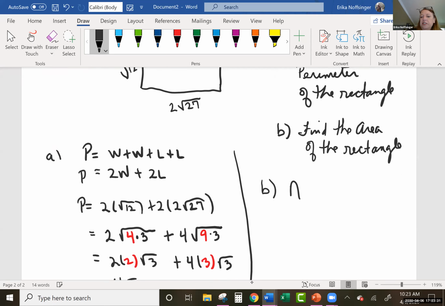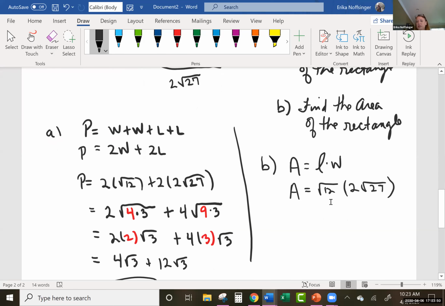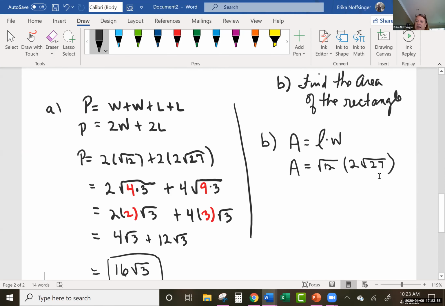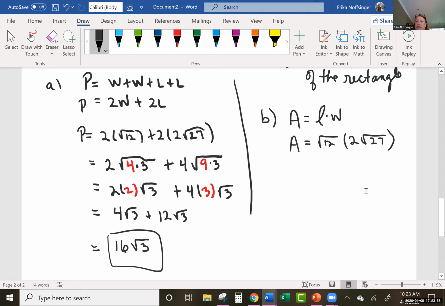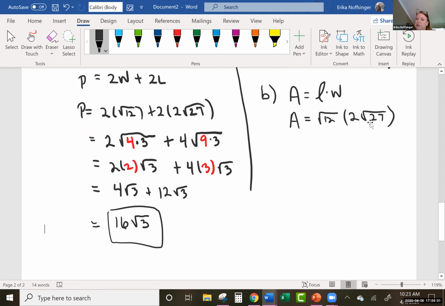Well, area is just length times width. So we have root 12 times 2 root 27. So I can multiply radicals. I can multiply the numbers underneath radicals if they're the same index and they're not both negative. The thing is, if I multiply 12 and 27 together, that's a huge number. It's easier for me to first break it down and pull out the factors right away that are perfect squares.